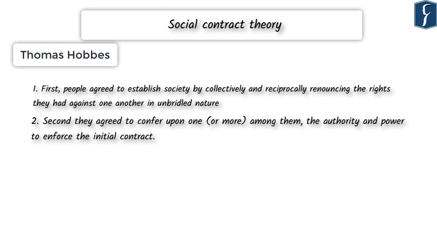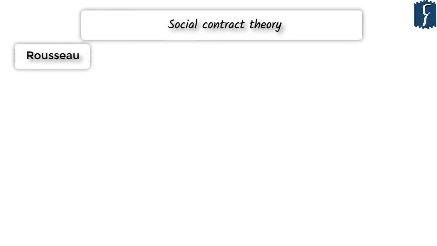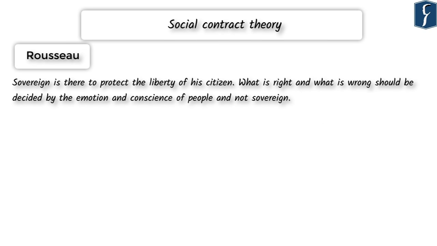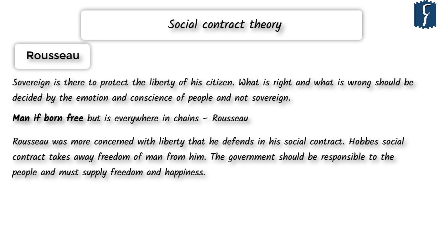Rousseau, however, criticized the social contract theory of Thomas Hobbes. According to Rousseau, the sovereign is there to protect the liberty of the citizen. What is right and what is wrong will have to be decided by the emotion and conscience of people and not by the whims and fancies of the sovereign power. You must have heard this famous quotation by Rousseau: man is born free, but is everywhere in chains. Freedom is central in the social contract concept of Rousseau. Rousseau was very much concerned with liberty. Hobbes' social contract takes away the freedom of man from him.